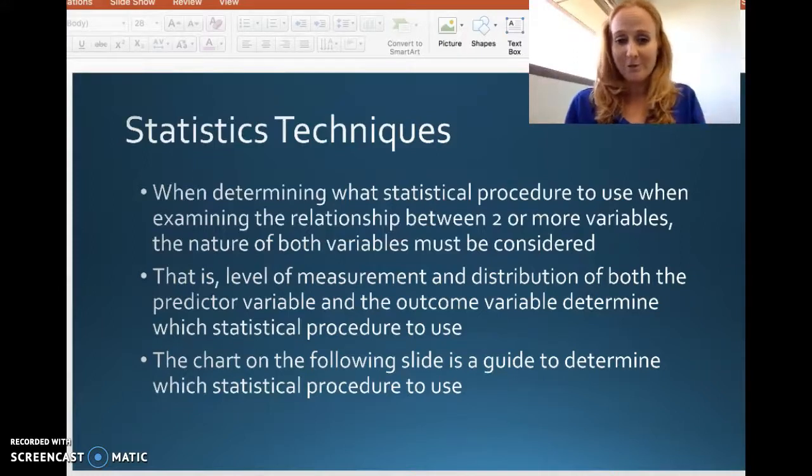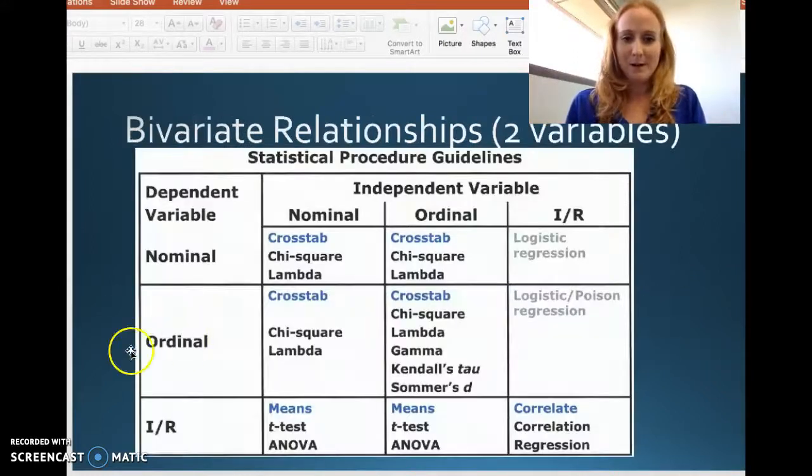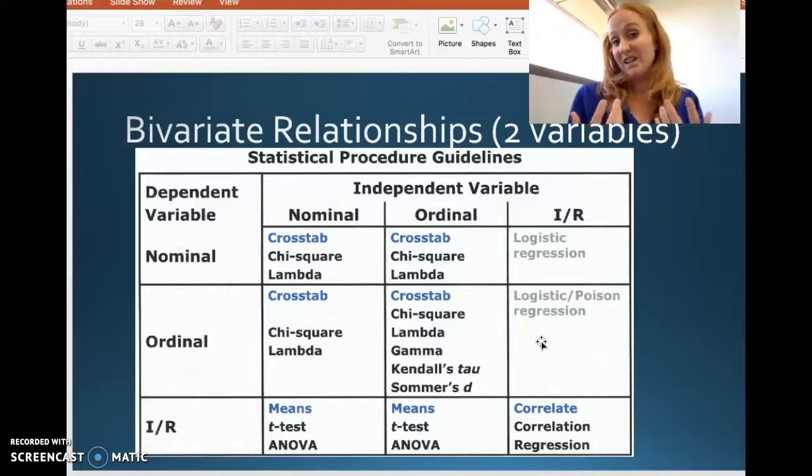So the chart on the following slide is a little guide that I made up. This is kind of a basic chart, but it works for our purposes. On the left side, you see dependent variable, outcome. On the right, you see independent variable, predictor. Then you see nominal, ordinal, interval ratio, nominal, ordinal, interval ratio. You just follow the rows and columns together, and where they meet in these little boxes, these are the kinds of statistics that are possible if you have variables that are organized like that, that have those properties.